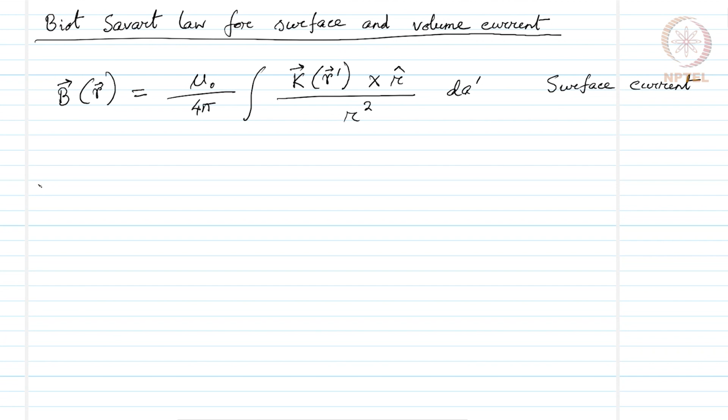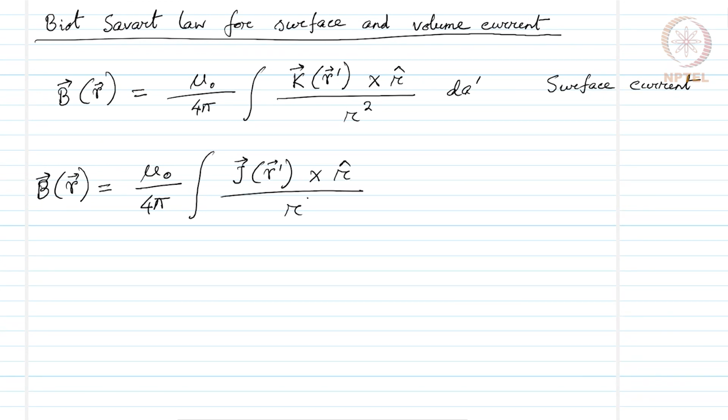If we have a volume current, then the magnetic field can be expressed as a function of r as mu naught over 4 pi integration over j of r prime cross r cap over r squared d tau prime for volume current.